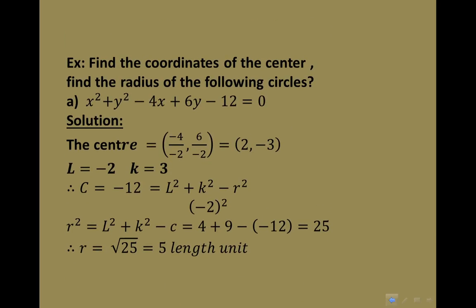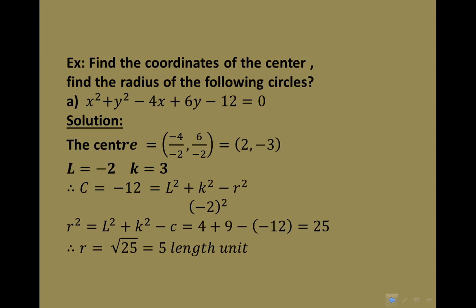Find the coordinates of the center and the radius of the following circle: x power 2 plus y power 2 minus 4x plus 6y minus 12 equals 0. The center equals negative 4 divided by negative 2 and 6 divided by negative 2. Here is the center equals 2 and negative 3. L equals negative 2 and k equals 3.